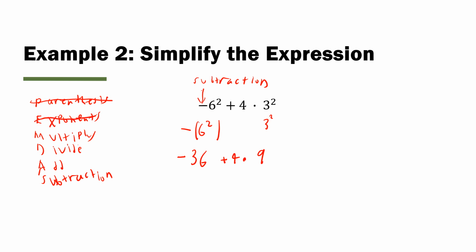We have no exponents left. Is there any multiplication that needs to be done? Yes. We need to multiply 4 times 9. So we'll have negative 36 plus 4 times 9. That is positive 36. There's no division to do. There is an addition to do. We have negative 36 plus 36. That equals 0. And that is the answer to this problem. Let's continue.